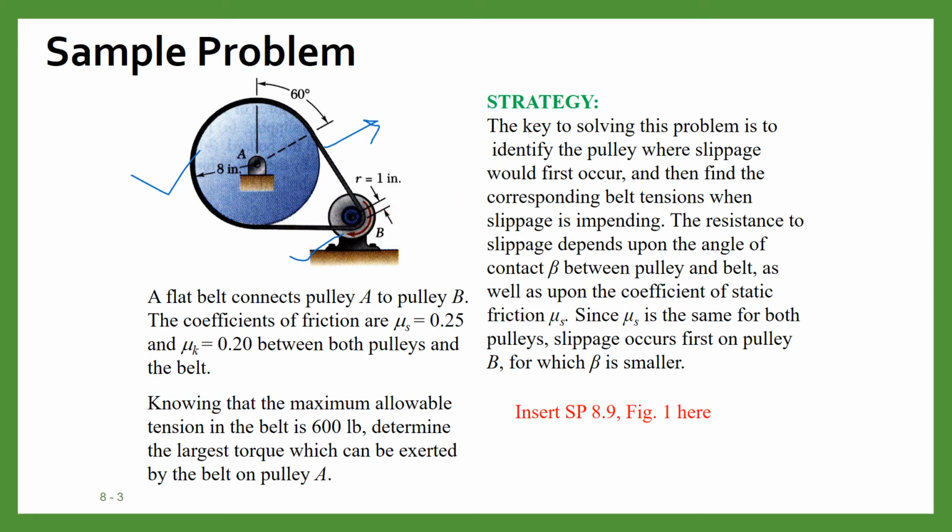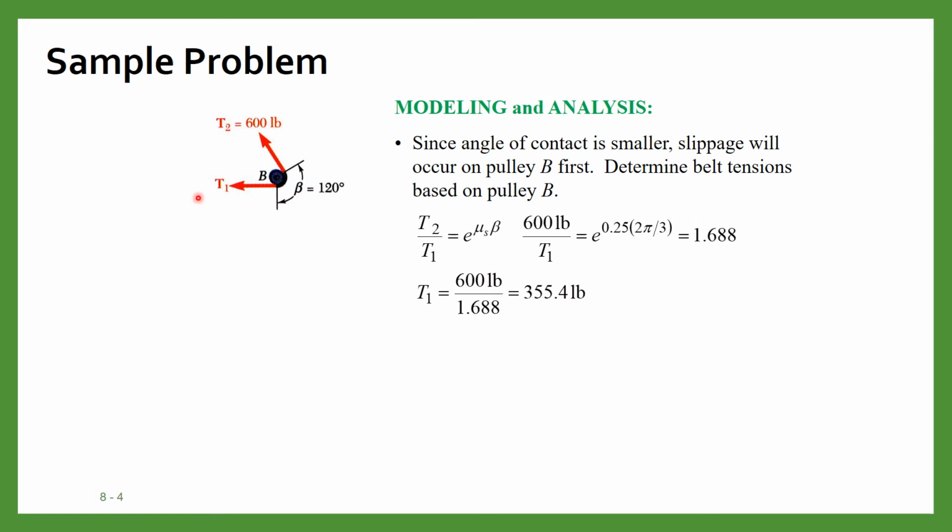Now let us solve this problem. Body diagram on the first pulley, as we did during the derivation. This is T1, T2 is given as maximum 600 pound, and this is the solution which we have already obtained: T2 by T1 equals e to the power mu s beta. From this we can obtain T1 as 355.4 pound.